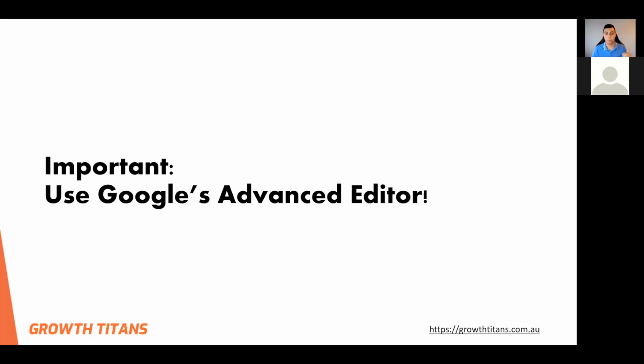So number one thing, use Google Advanced Editor, because Google's basic editor will basically coerce you to spend more money on your ads. They're going to broaden your targeting, increase your cost per click, and set up your campaign in a way that goes against what I'm going to show you in a moment. So that's step 1.